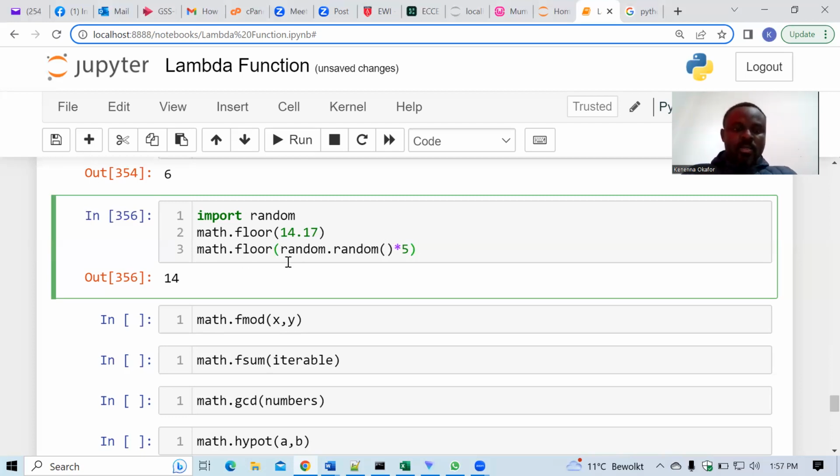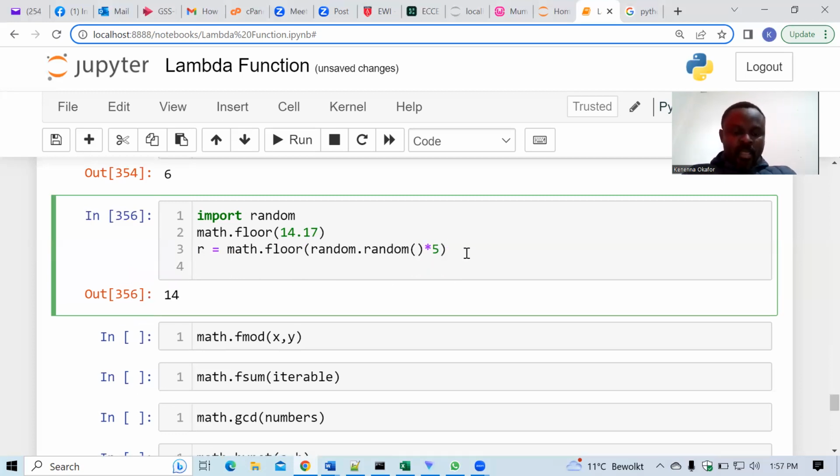And we'll see what that gives us. Run. That's just going to be my random number. And I'll just output R. So you see, that gives us 2. If I run again, 4. If I run again, 3. Just like that. 0, 4. So that's how you can use the floor method to generate a random number.